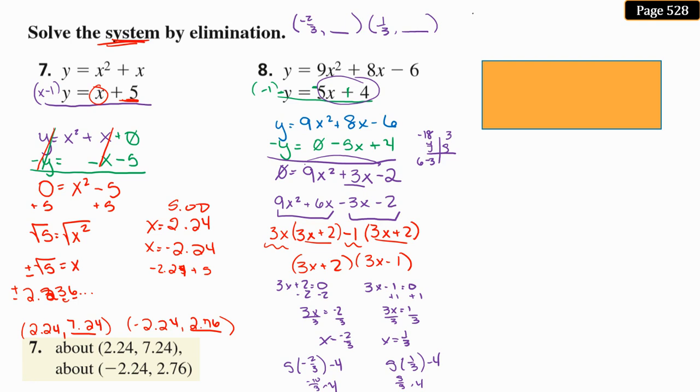Negative 10/3, so negative 10/3 minus 4. In order to subtract this, I need these the same. So I'm going to take that: negative 10/3 minus 12/3 gives you a negative 22/3. I'm just going to leave that, since it's already a fraction, so negative 22/3.